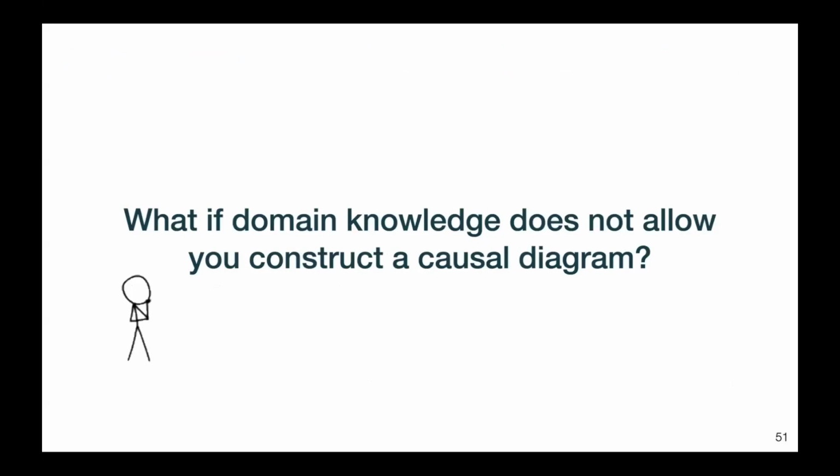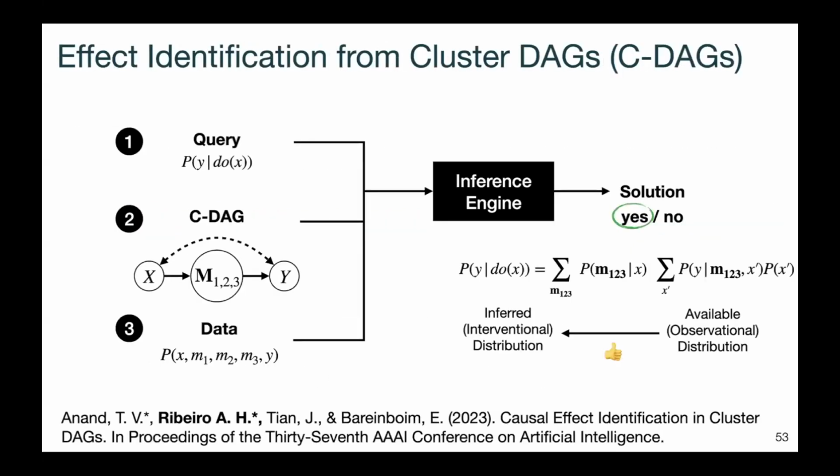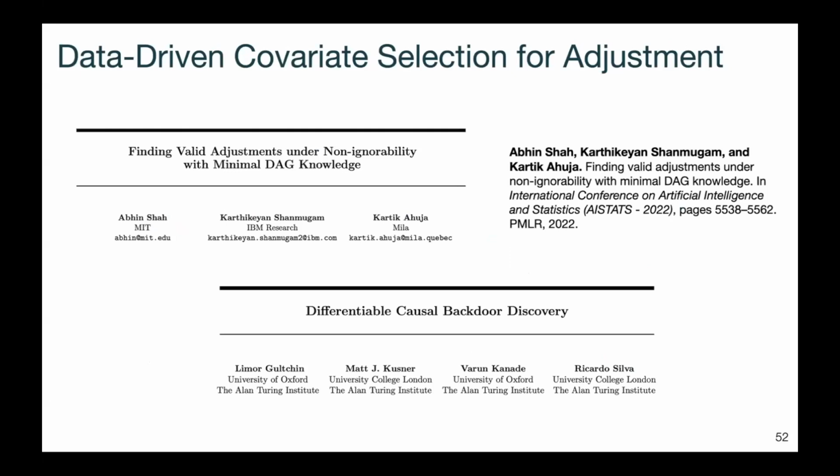Also, how can we do identification if we don't have the causal diagram at all? So actually, there are several works trying to relax this assumption of causal diagram. This is kind of my field of research. So one of the ideas, this is not mine, but that's something that we also can do, in a completely data-driven way. You can find this set Z that satisfies the backdoor adjustment without having a causal diagram. So this is like finding valid adjustment under non-ignorability with minimal DAG knowledge.